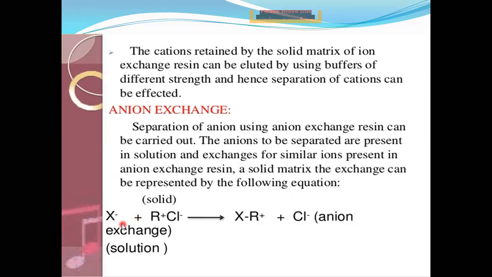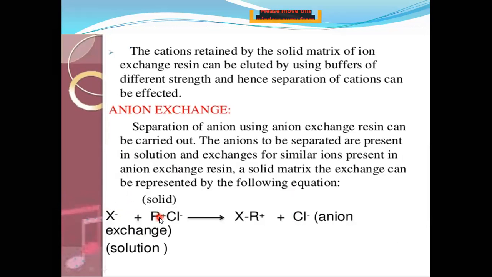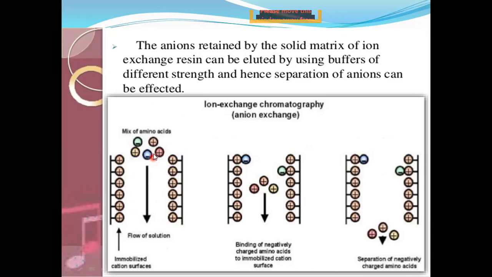What happens when we are using an anion exchanger? Here, this is the anion exchanger. These cations are repelled by the positive charge of the resin. That is why these positively charged amino acids are eluted first.